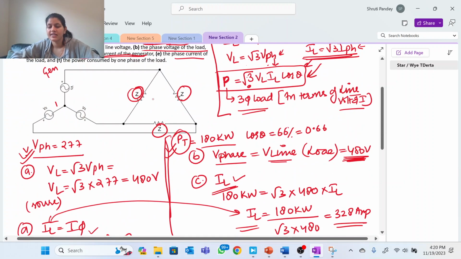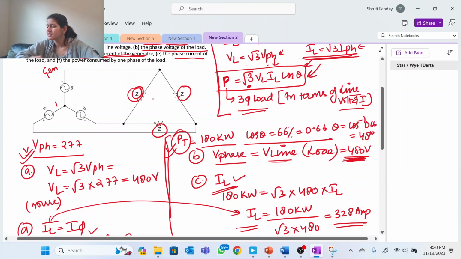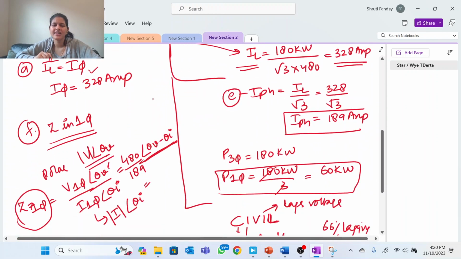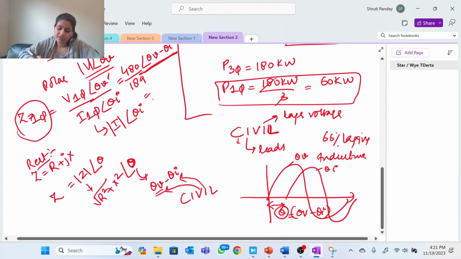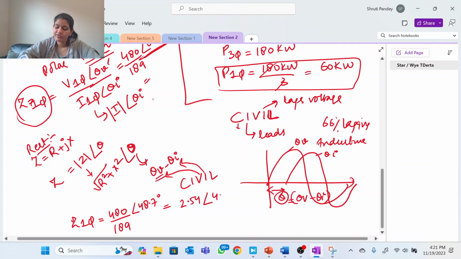This theta is given in the question. Did you notice that this is just theta? Cos theta is given, so we can easily find the value of theta. Cos inverse 0.66 will be, I think, 48 degrees, yeah, 48.7 degrees. So we can solve this. Z single phase will be equal to 480 by 189 angle 48.7 degrees, which comes out to be 2.54 angle 48.7 degrees.